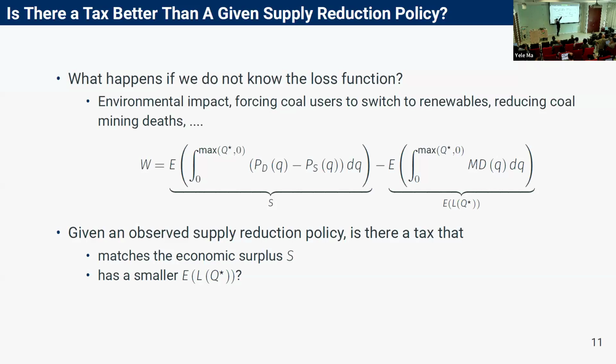We compute, we find a tax that gives exactly the same amount of the economic surplus, and then we're going to ask whether this tax has a smaller external loss or not. If the answer is yes, then we find a tax that dominates the observed supply reduction policy. So this gives a sufficient condition of a better tax instrument than the observed supply reduction policy. Then the question is, how do we answer the second part, whether this surplus matching tax does have a smaller external loss or not?